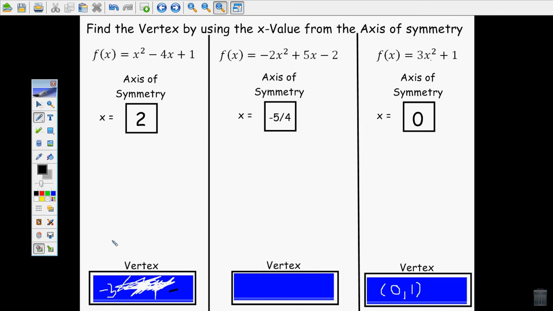Over here, I'll do this one a little bit better. The ordered pair for the vertex would be 2 and negative 3. Right, that's what we're looking for as far as the vertex. The vertex always has to be an ordered pair. You use the same value that you found for the axis of symmetry, and then to find the y, you just plug the x into the equation and solve for y. That's how you find the vertex.